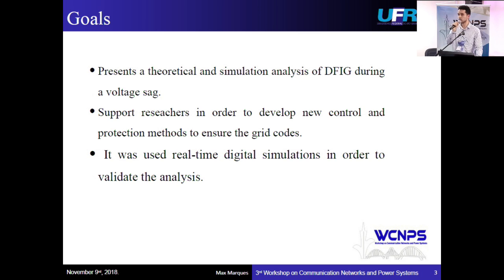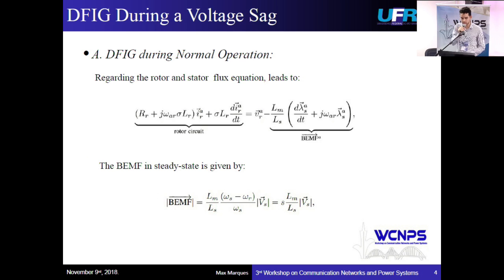In this perspective, this work presents a theoretical and simulation analysis of the DFIG during a voltage sag, to support researchers in developing new control and protection methods to ensure compliance with the grid codes, and real-time digital simulations were used in order to validate the signals. This work focuses only on the back electromotive force, because this variable is responsible for causing impulse surges in the currents and the voltage on the rotor side, and can, in some events, cause the saturation of the power converters. So, from the rotor voltage equation and the flux equations, you obtain the first equations, which are divided into two dynamics. The first one refers to the rotor circuit dynamic, and on the other side, there is the BEMF dynamic.